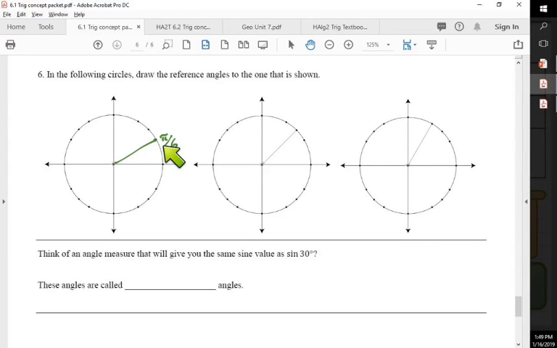If this guy is your reference angle, can you graph the angle in quadrant 2, in quadrant 3, and quadrant 4 that use pi over 6 as a reference angle? Do that right now.